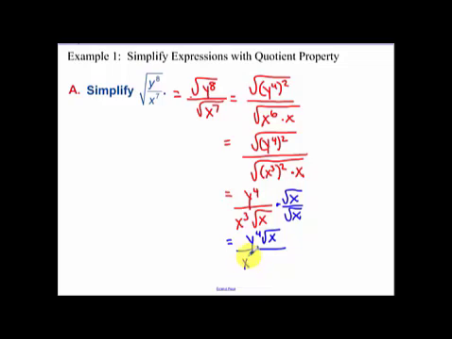So again, underneath the radical we would have the square root of x squared. We know that that can then turn into x, and the top remains the same, so I would have y to the 4th over x to the 4th.